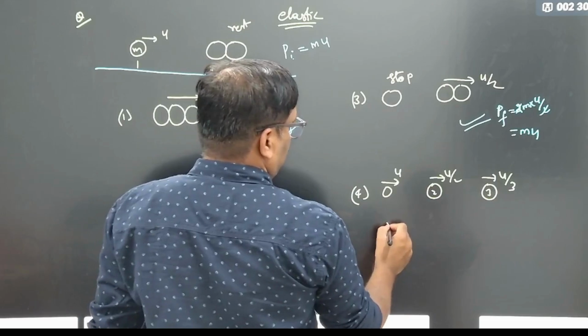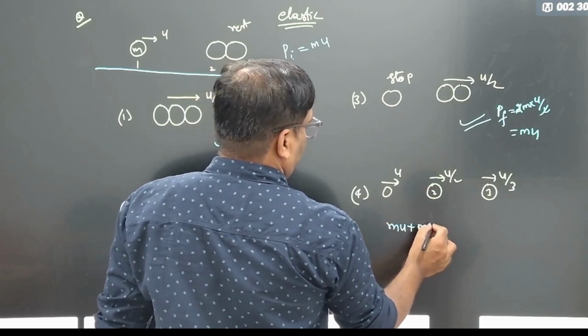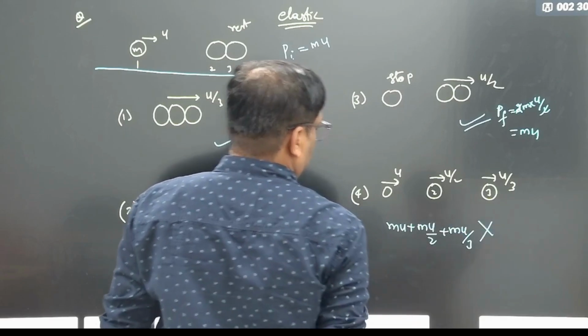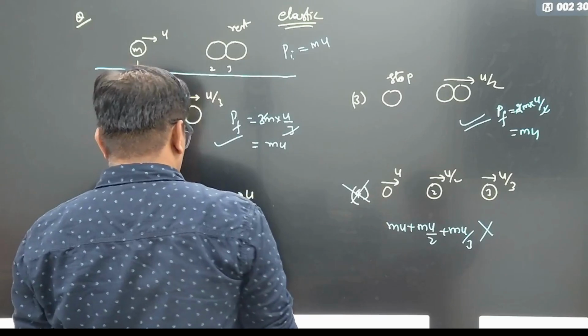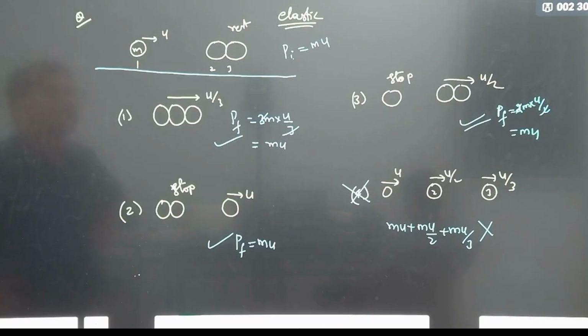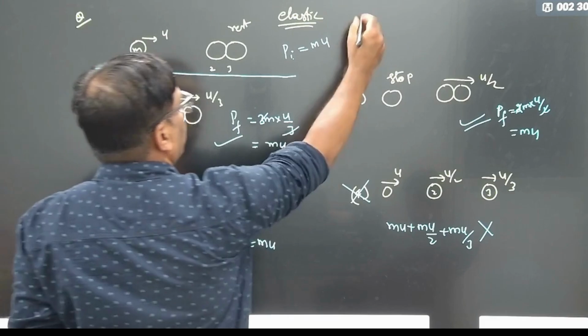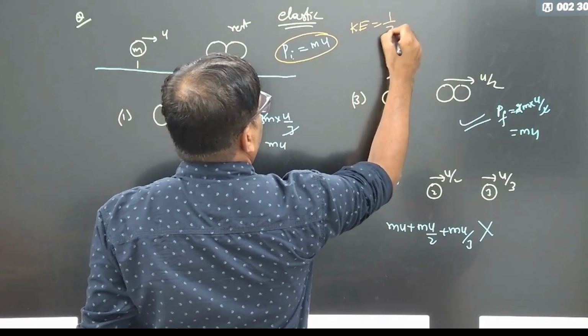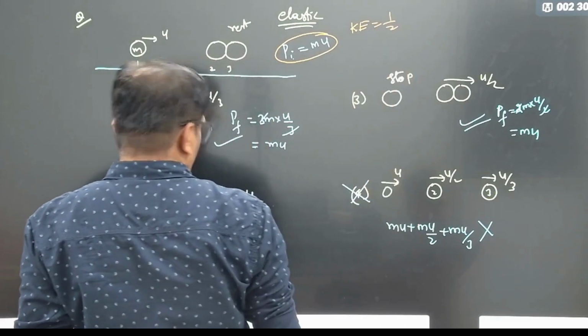This one, no: mu plus mu by 2 plus mu by 3. So this is not possible. Therefore there is no chance at all in collisions. Right? Elastic collision means what? Again one more conservation is there: kinetic energy. What is the kinetic energy? Total kinetic energy, initial and final, will be the same.